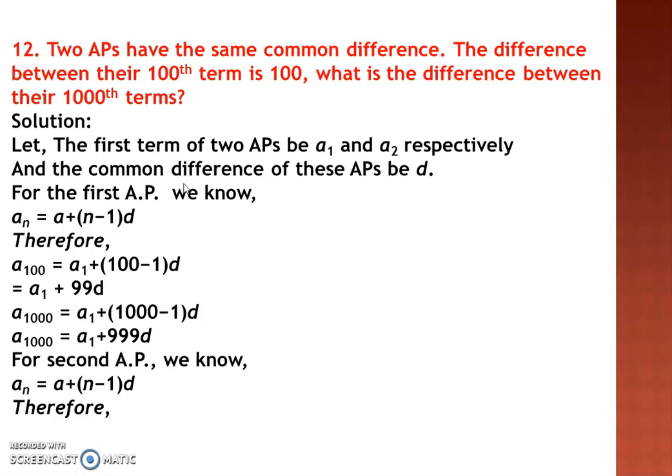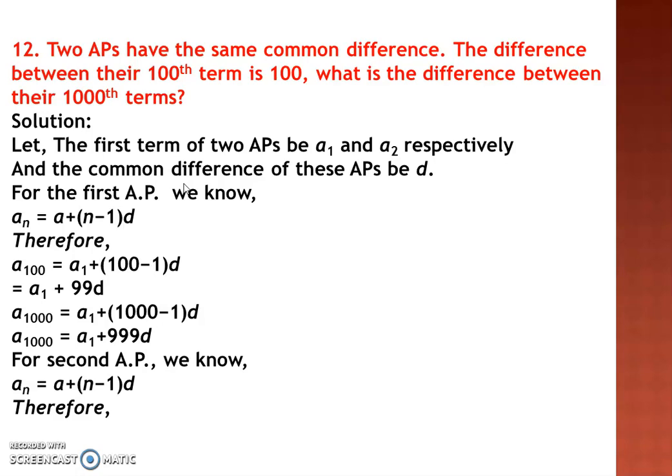So we will assume that the first terms of these two APs are A1 and A2. For the first AP, the first term is A1 and for the second AP, the first term is A2. So here A1 and A2 are not the first term and second term. They are the first terms of two different APs. That is what we have assumed. So the first AP will go like this: A1, the second term will be A1 plus D, then A1 plus 2D and so on. And the second AP will go like this: A2, then A2 plus D, A2 plus 2D and so on.